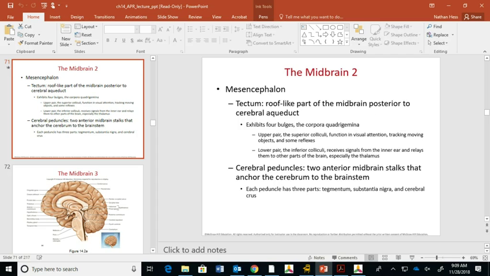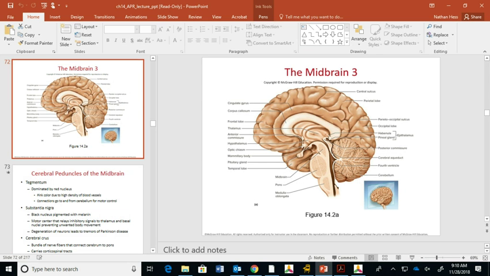Attached to the midbrain are those cerebral peduncles, these anterior midbrain stalks that anchor the cerebrum to the brain stem. It's not that your cerebrum would just float away if it wasn't for these things, but it's just the connection between the cerebrum, which is, again, the big part that most of us think about when we think about brains, connecting to that brain stem. Another picture, so you can see, here is that midbrain, right here. Kind of, again, forming that bridge between the hindbrain, the pons medulla, and the cerebrum.